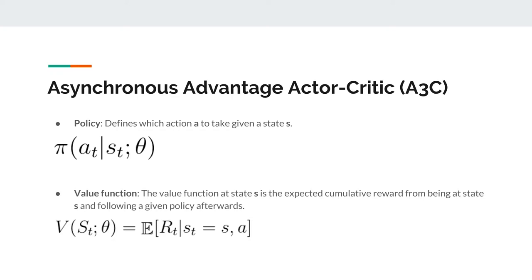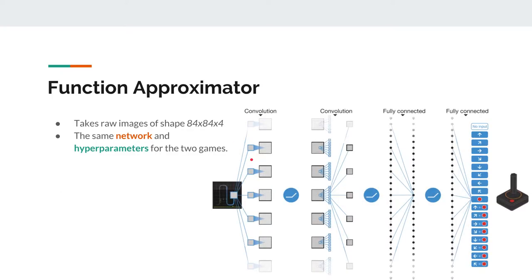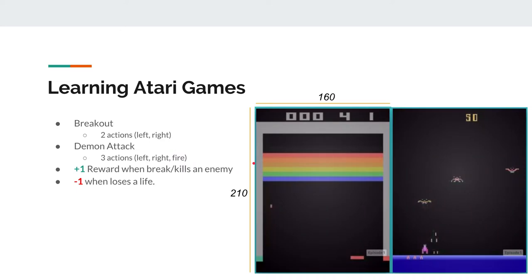Here is the function approximator, or the convolutional neural network we used for learning policies and value functions for Atari games. The network takes images of shape 84x84x4 as input, and the takeaway is that the same network and the same hyperparameters are used for learning the policies and the value functions for both games. And the two games we chose are Breakout and Demon Attack.